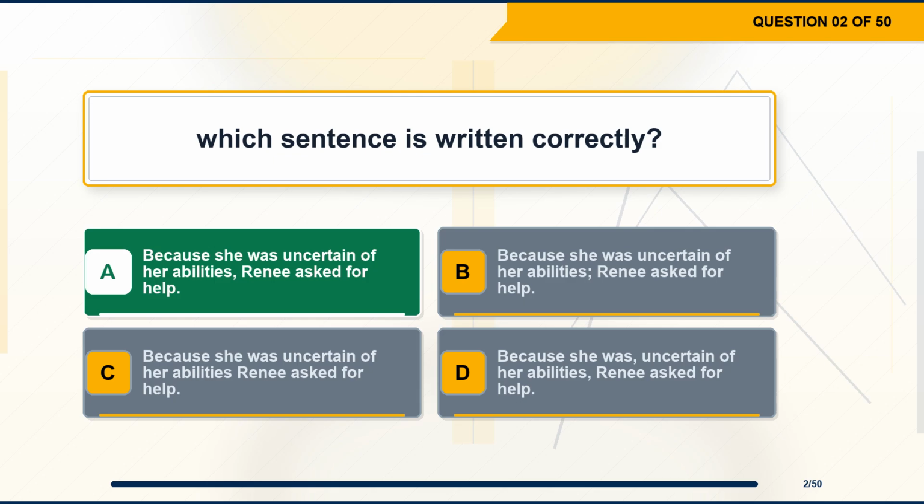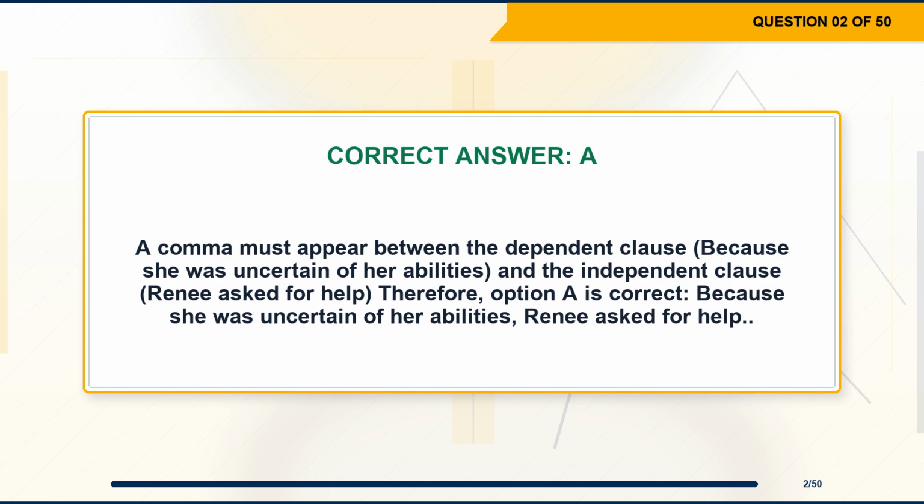The correct answer is option A. Because she was uncertain of her abilities, Renee asked for help. Explanation. A comma must appear between the dependent clause, because she was uncertain of her abilities, and the independent clause, Renee asked for help. Therefore, option A is correct, because she was uncertain of her abilities, Renee asked for help.